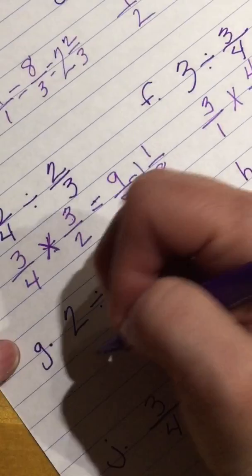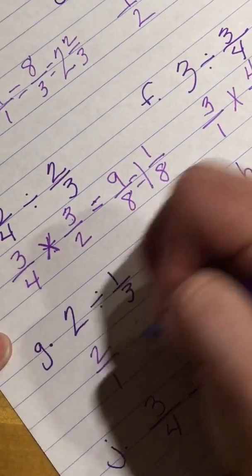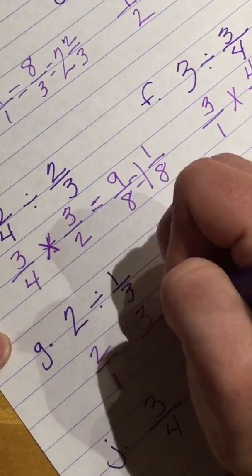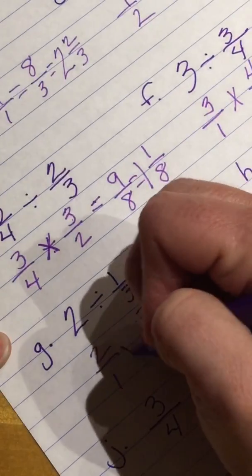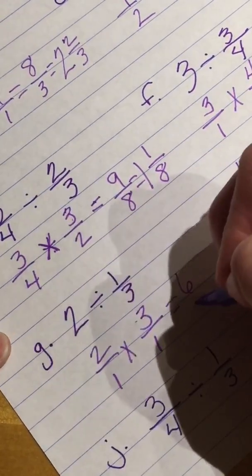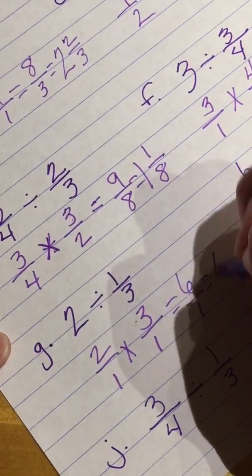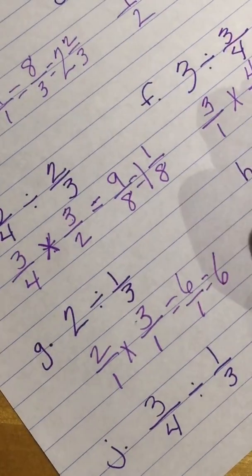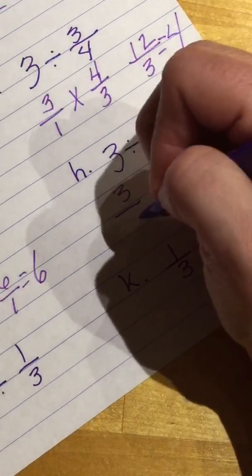All right, I have a whole number here again. I'm going to put that 2/1. Find the reciprocal of 1/3. Multiply. 2 times 3 is 6. 1 times 1 is 1, and this equals 6. Here we go, 3/1. Oops, I better show you that problem.